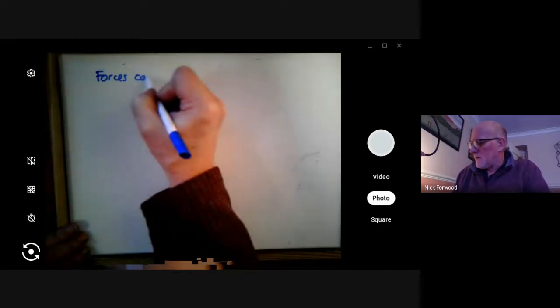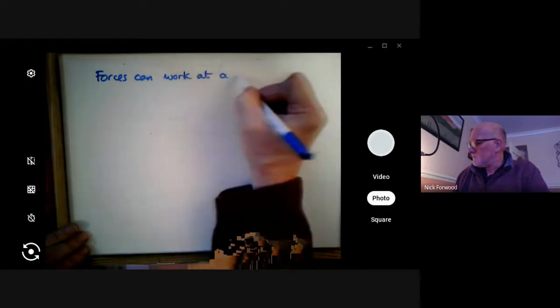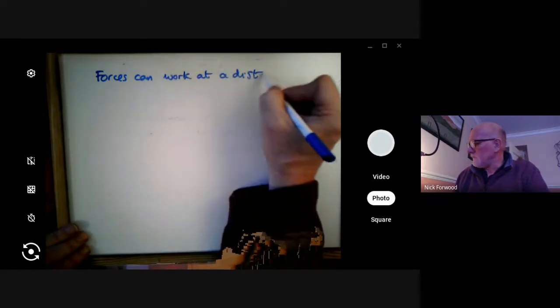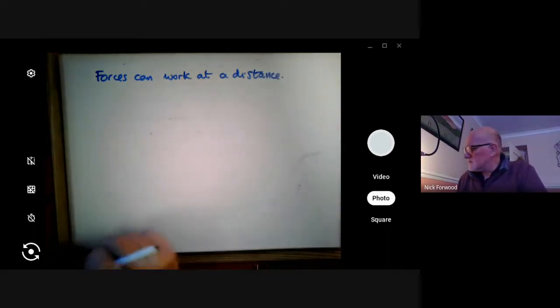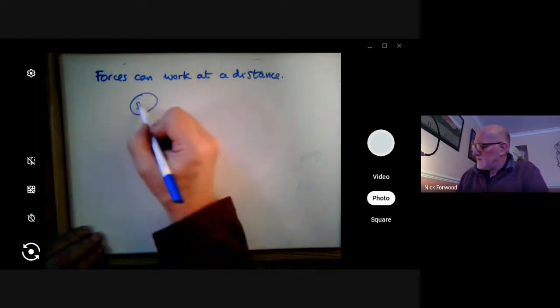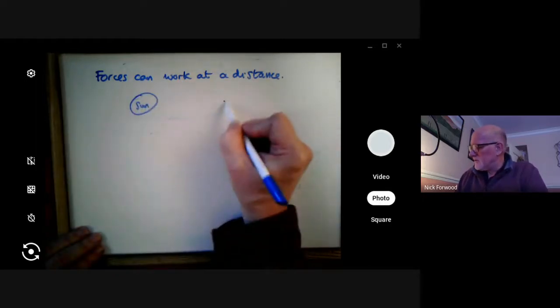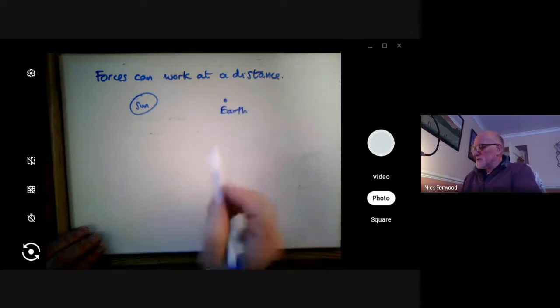Okay, so what is it that forces do? Now, firstly, forces can work at a distance. And the most obvious one of these is the gravitational force, where we've got the sun and we've got the earth, not to scale, and they're bound together by gravity.